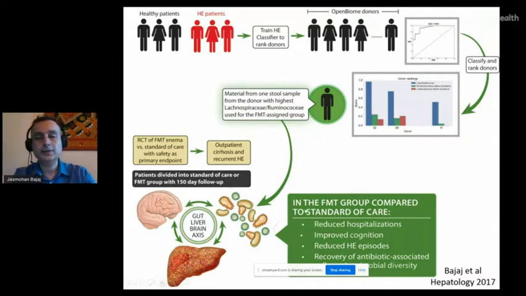This is a phase one study in which we actually randomized people into antibiotics plus this FMT versus standard of care alone. And we found not only was it safe, because that was our first aim, this being a phase one study, it reduced hospitalizations, improved cognition, and recovered the antibiotic-associated loss of microbial diversity. But again, the N was only 10 in each group.